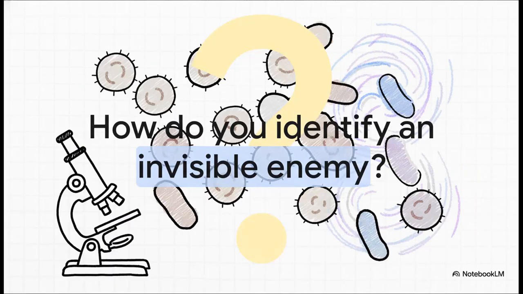So, let's start with a problem. I want you to imagine it's the 19th century. You're a scientist. You know the bacteria are causing all these terrible diseases, right? But when you look through a microscope, they're all just these tiny, colorless, almost identical little specks. So how on earth do you tell the good guys from the bad guys? Or even one bad guy from another?